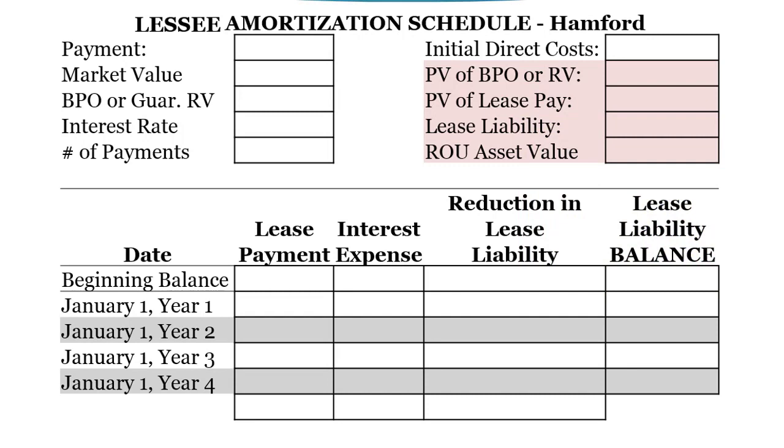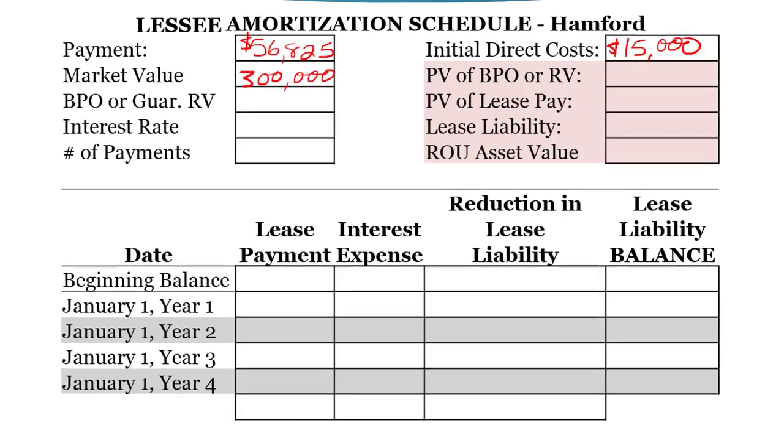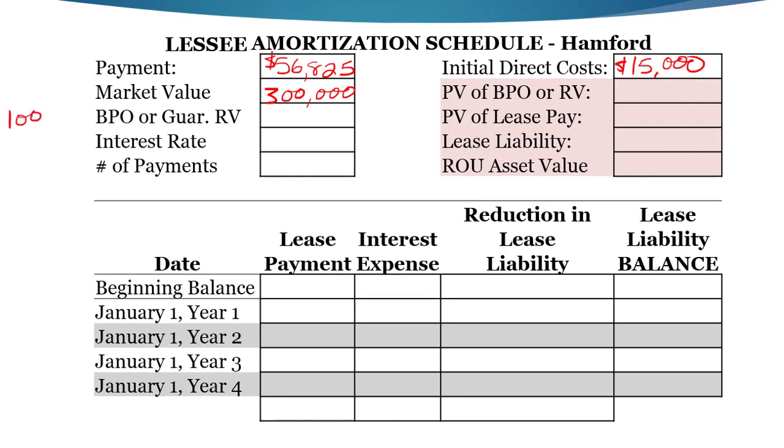Let's start out this process by putting in the information that we already know. So we know that the lease payments are $56,825. Usually we know that number as the lessee because the lessor just tells us this is how much you're going to pay. We also know that our closing costs were $15,000. We know too that the market value of this asset is $300,000. The residual value that the lessor wants is $100,000.